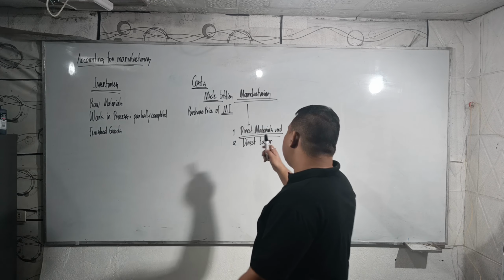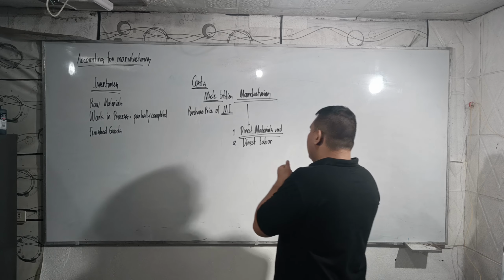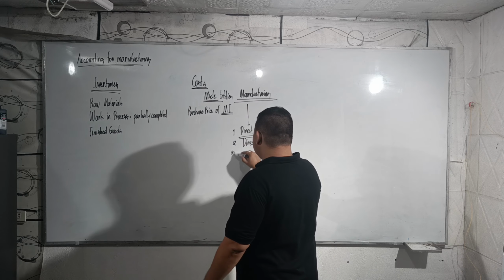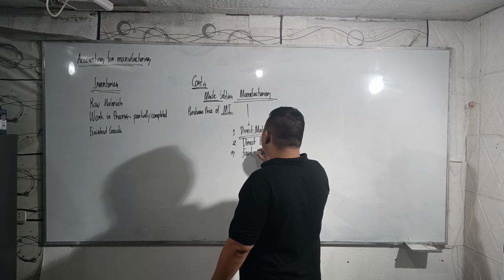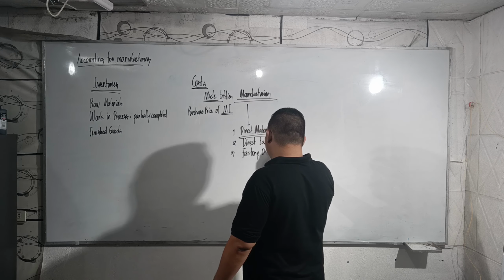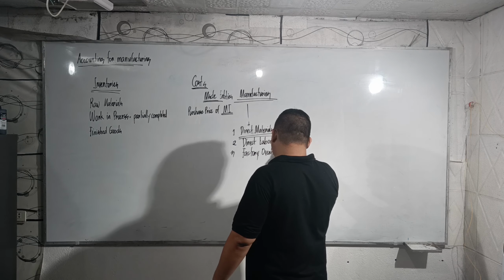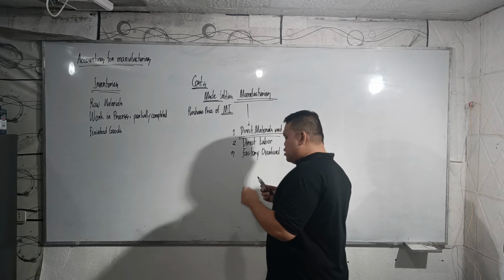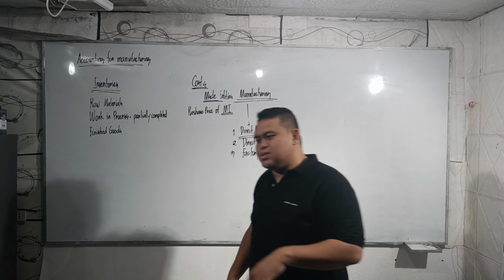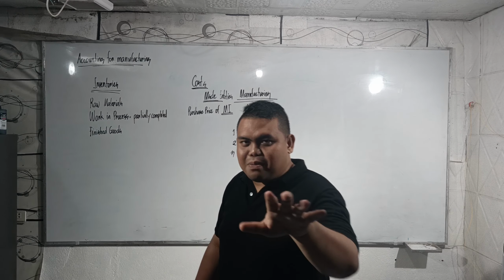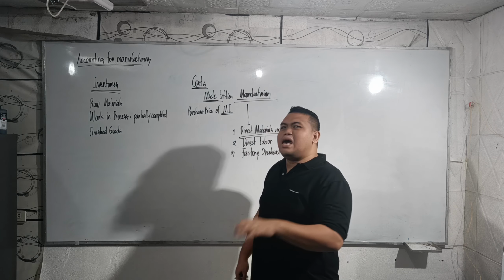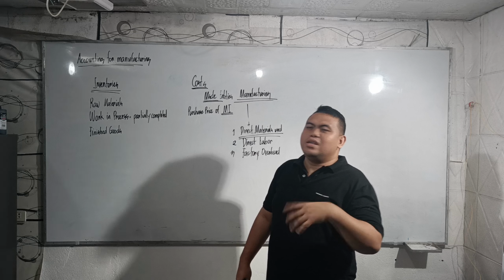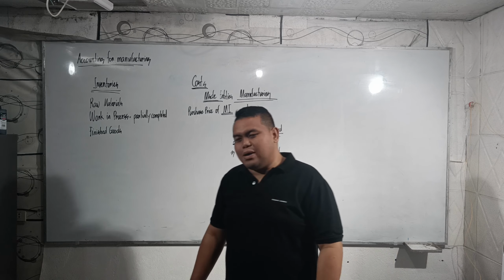So that's the second cost. And the third one is the factory overhead. So what is this factory overhead? The factory overhead is composed of the indirect materials that I told you about a while ago, and the indirect labor that I told you about.